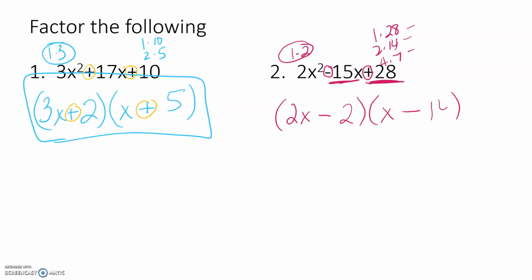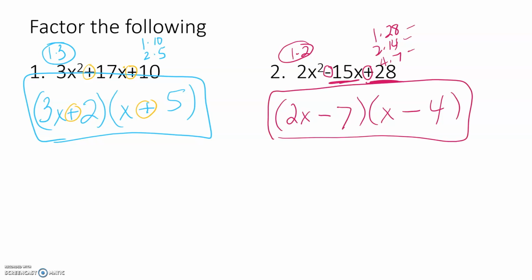So I can try 2 and 14. That gets me negative 28, negative 30, so that's too much. Now I'm going to try 4 and 7. So I have negative 14 and negative 4, so that's not going to quite work. Remember, you can always switch them though. So this way I get negative 8 and negative 7, which is negative 15, so that would be my answer.